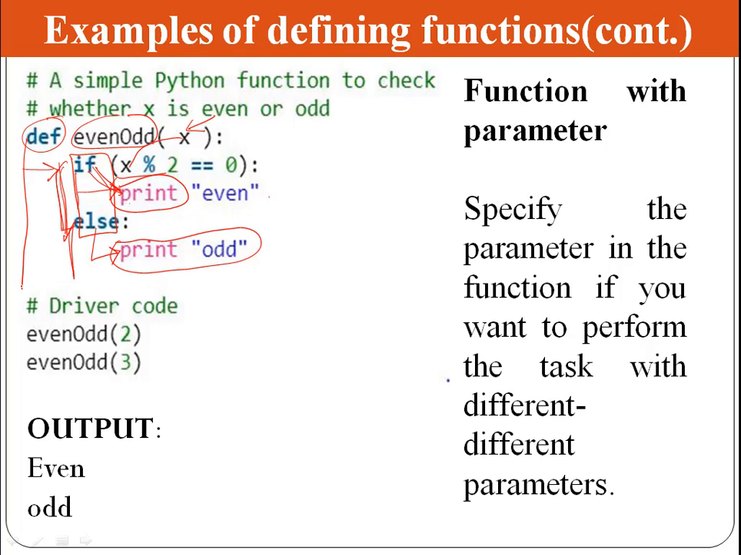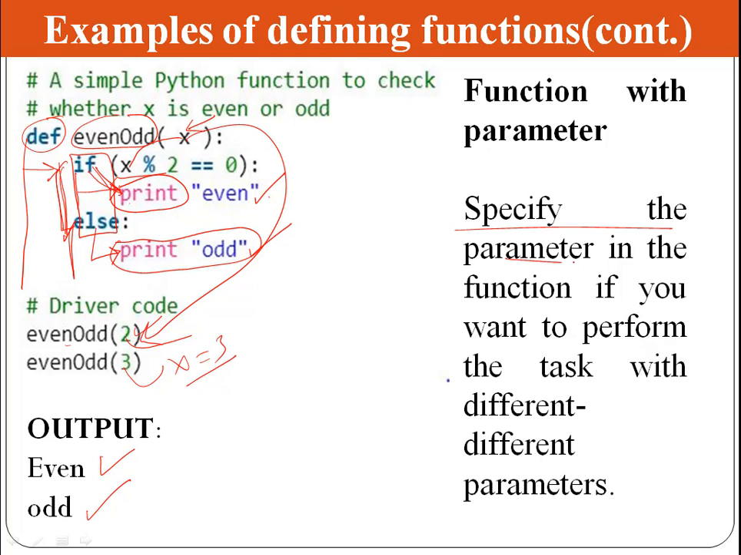So even 2, you are passing parameter 2 over here. So this x has been passed with value 2. So it is giving even. Even odd 3, you are passing this x equal to 3 over here. So it is giving odd. So it will execute this, otherwise it will execute this. So specify the parameter in the function if you want to perform the task with different parameters.